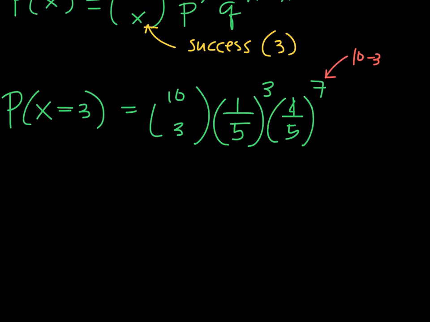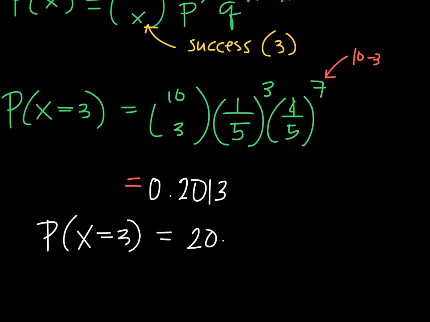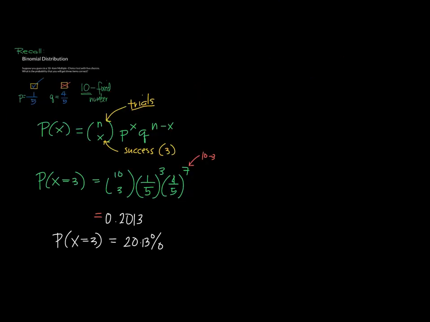From here, all we have to do is to compute the value that we can obtain from this expression, and that is equal to 0.2013. So that means the probability of x equals 3 is equal to 20.13%. So with that, let's go now and discuss negative binomial and geometric distributions.